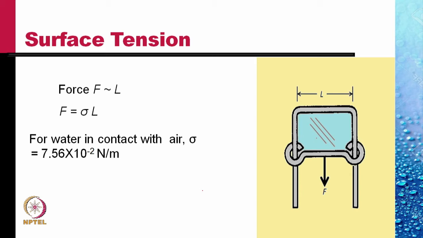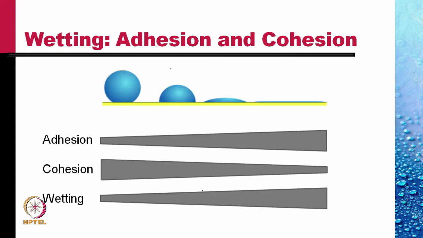For water in contact with air, the value of sigma, the surface tension, is 7.56 × 10^-2 Newton per meter. It is a very small quantity, but can become significant in many cases, two of which we have already discussed. The force of surface tension is also responsible for the formation of bubbles, and for a droplet of water in contact with a surface.